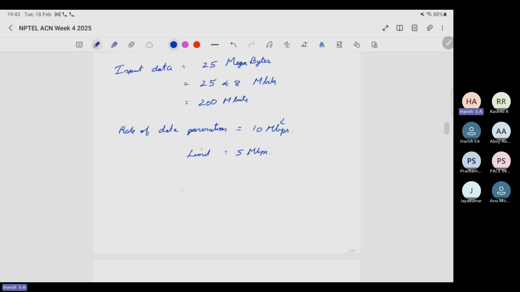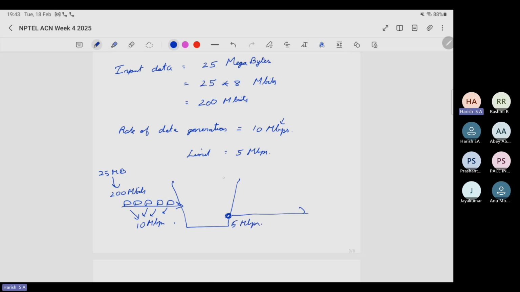This is how you can picturize it. You have input data that is coming in to the network, and this is 200 megabits, from 25 MB. And this is coming in bursts of 10 Mbps. Correct. But this bucket has to send into the network only at the rate of 5 Mbps. Correct. So this much data is coming.